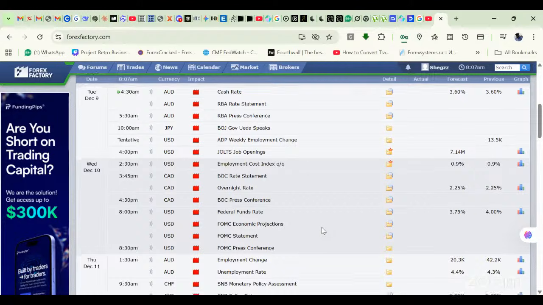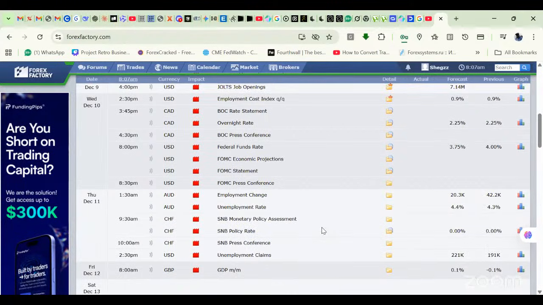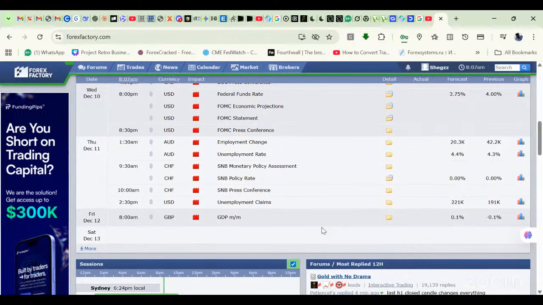Now as we move to Thursday, don't forget that AUD is also having an unemployment change event for that Thursday. And of course, by Friday, we only have pound for GDP. So all the major currencies have events. Don't forget that that same Thursday, 9:30 in the morning, CHF monetary policy assessment will come, and of course, SNB policy rate will also come. That's for Switzerland. So it's also their rate week.